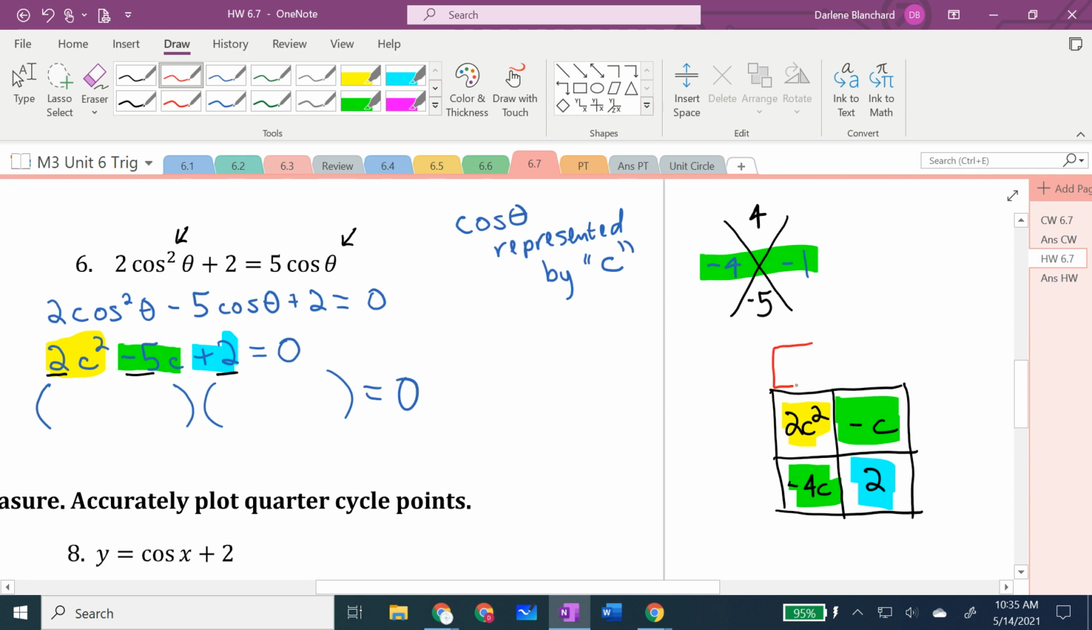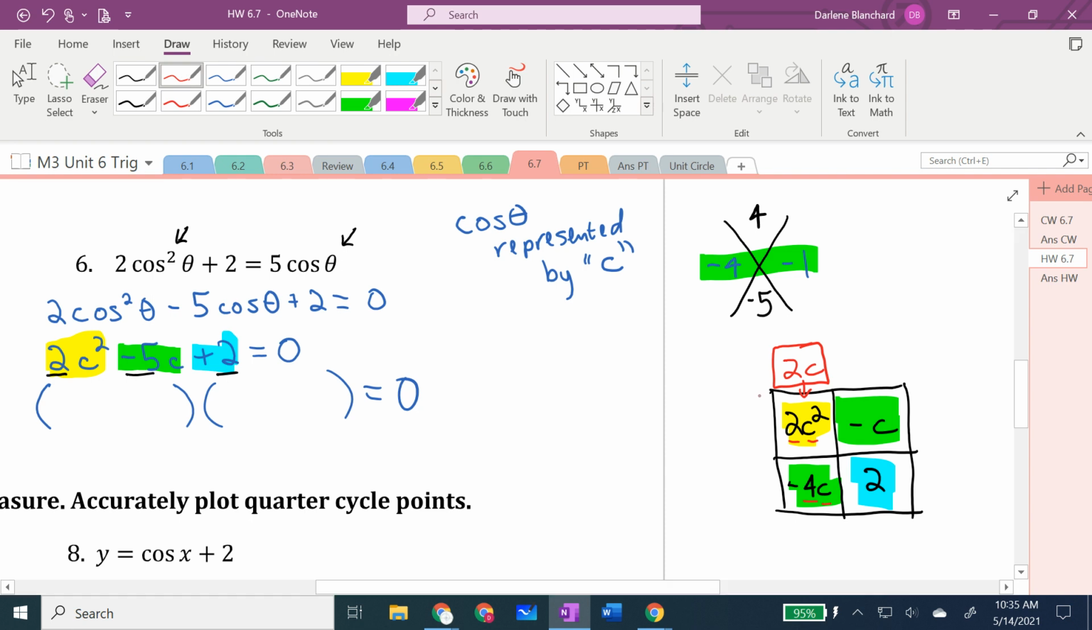I could start here and look at what will divide both items in this column. A 2 will divide those numbers, and a C will divide both of these. So I'm going to put this as 2C. Once that is chosen, the ball starts rolling.